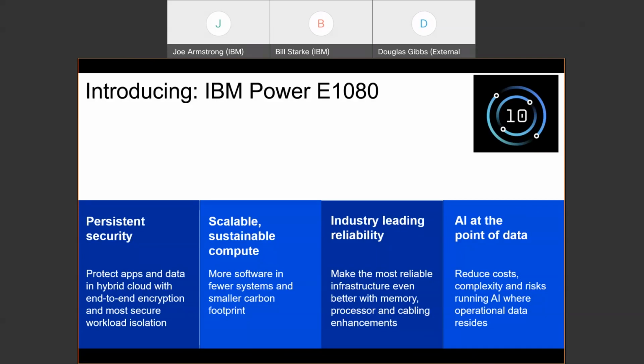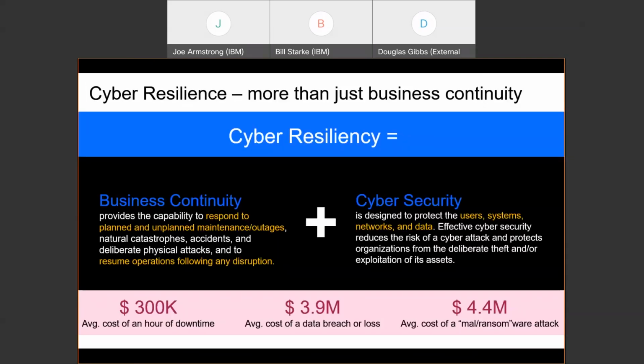So I'm going to cover, in each of these 4 pillars, where we're at and what we're doing, and what's specific in Power 10 that makes these pillars good. We're going to start with security. So cyber resiliency, a little bit of a new term. It's a combination of business continuity, which everybody's aware of, and cybersecurity, which is becoming a bigger deal every day. And the combination of that is not just keeping your system up and keeping it secure, but what happens if you have a security breach.